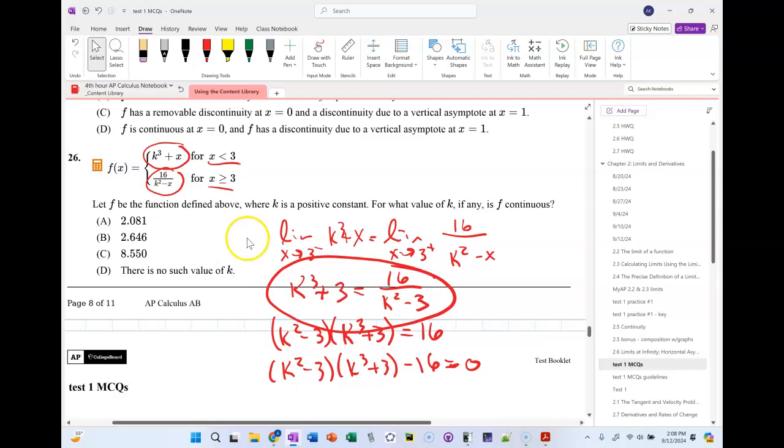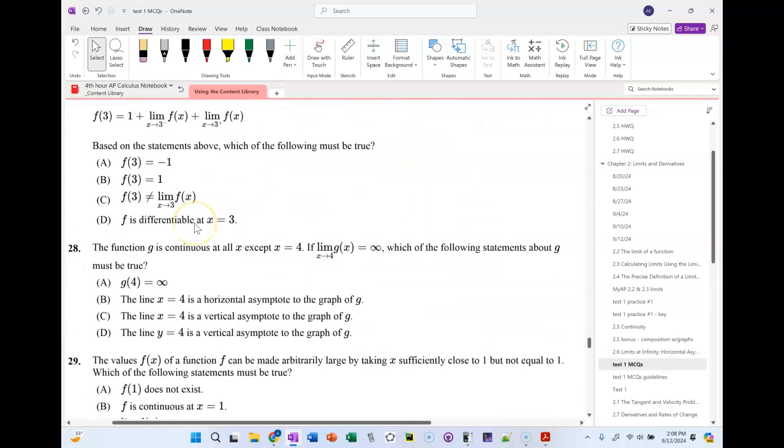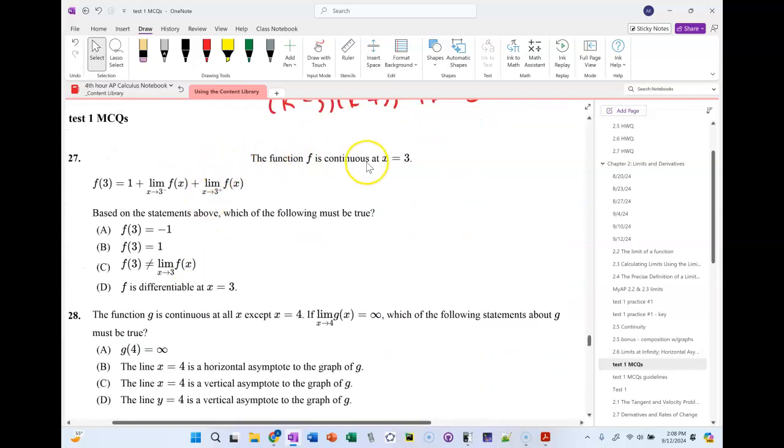Do 27 on the same thing. Yeah, sure. So it says that the function f is continuous at 3, and we're told that f of 3 is equal to this based on the statements above, which has to be true. Okay. When we say f is continuous at 3, what can I say?